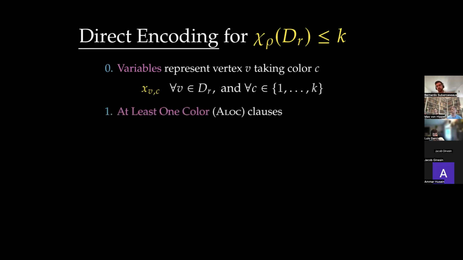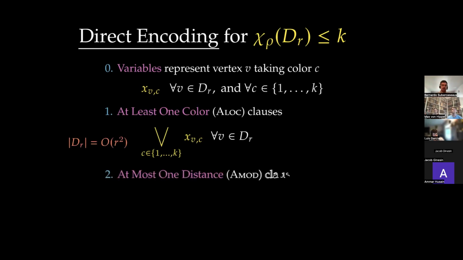Then we need to enforce that we actually get a coloring out of this whole thing. So we need to enforce that for every vertex, at least one of the colors will be chosen. That means that we get a clause per vertex. We call these the at-least-one-color clauses. If the radius is r, given that the number of vertices is roughly r squared, you get r squared clauses here.